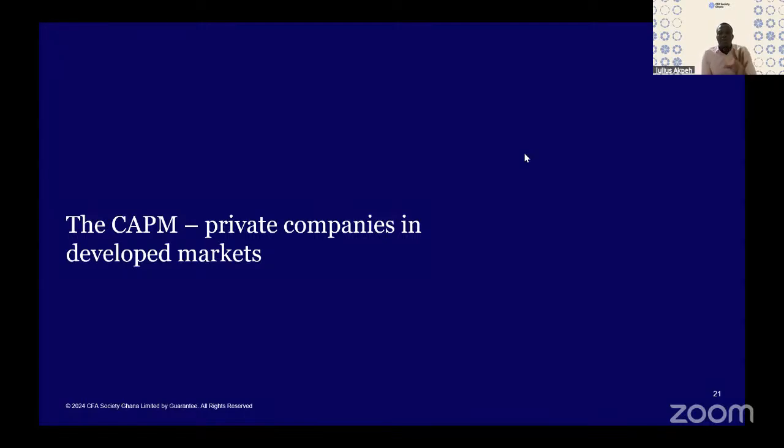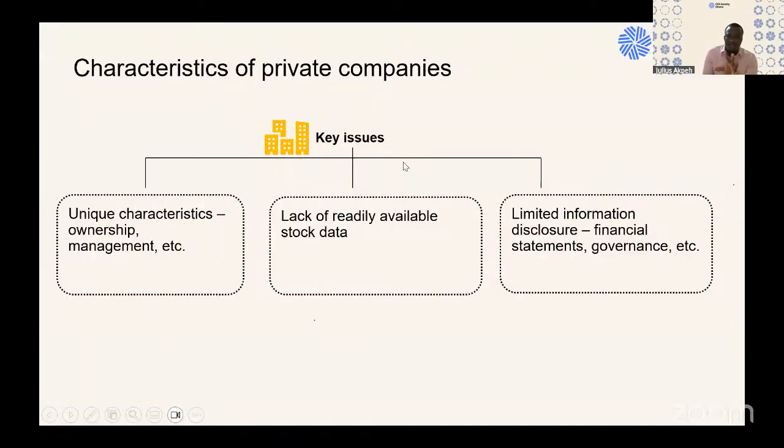Now that we know how to calculate cost of equity for public companies in the United States, let's go ahead to calculate cost of equity for private companies in the United States. Meaning, I'm talking about more of those companies not listed, right? To do that, let's start with some characteristics of private companies. You see, private companies, I came up with these 3 characteristics. Number one, the unique characteristic about them, like their ownership.